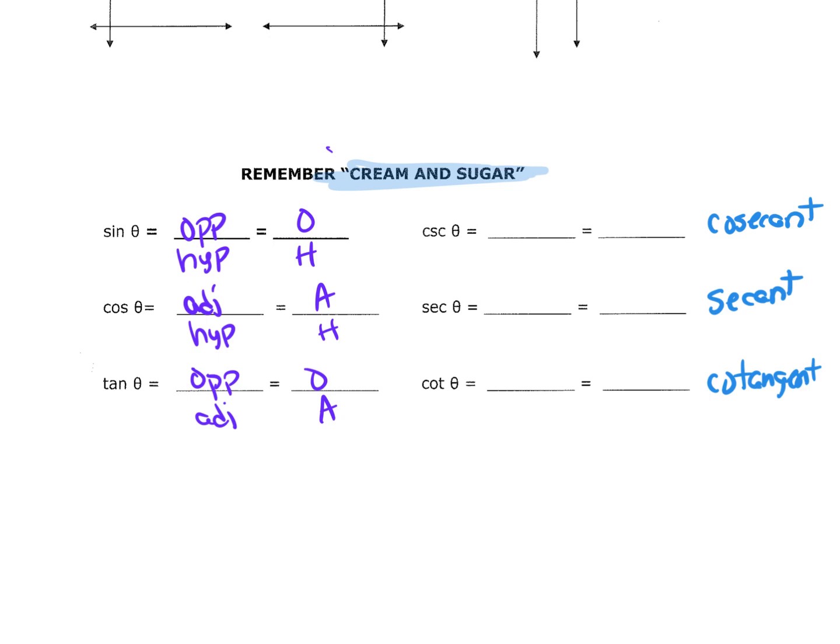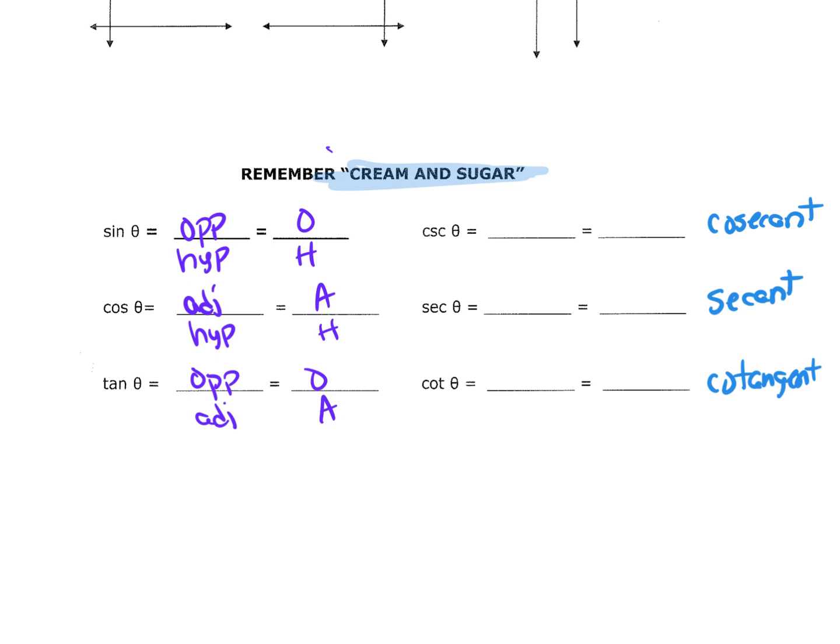So let me say those again. The reciprocal of sine is cosecant. The reciprocal of cosine is secant. And the reciprocal of tangent is cotangent. So the tangent and cotangent, that one's pretty straightforward and easy to remember. I'm not concerned about that one.